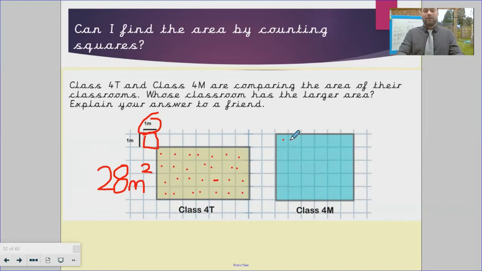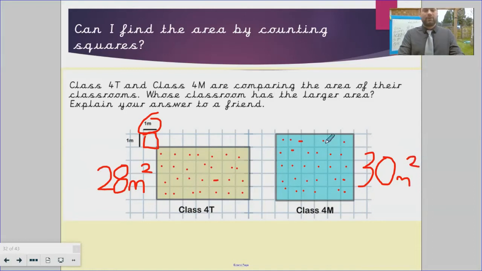1, 2, 3, 4, 5, 6, 7, 8, 9, 10, 11, 12, 13, 14, 15, 16, 17, 18, 19, 20, 21, 22, 23, 24, 25, 26, 27, 28, 29, 30. So in class 4M, their floor space, the space that they have within the room, is 30 meters squared.